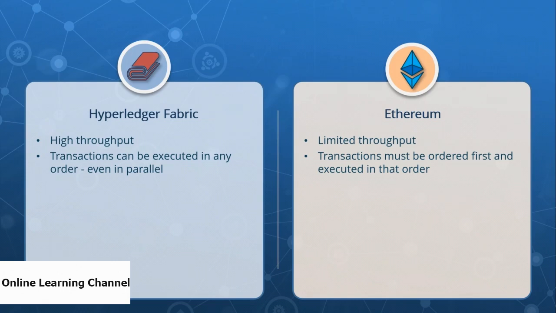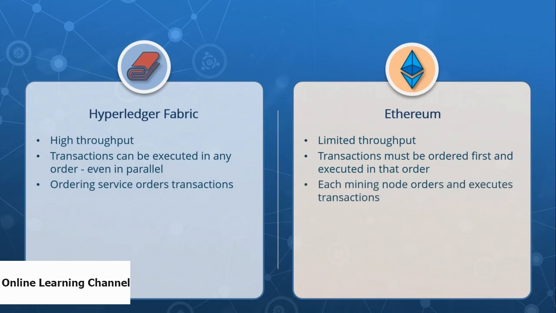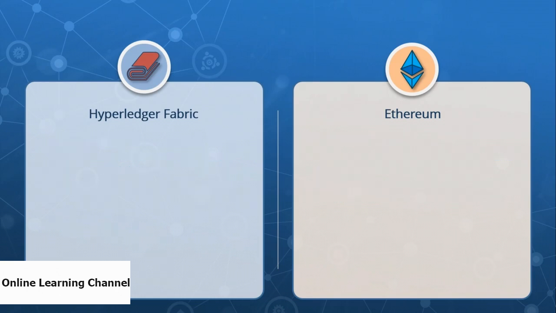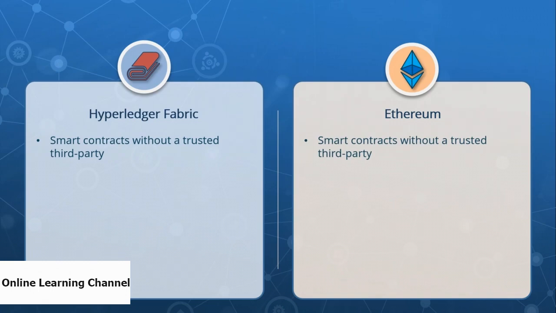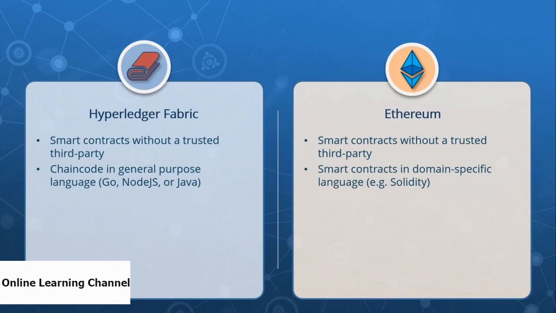Fabric also makes use of a separate ordering service in order to sort all of the transactions, whereas each of the mining nodes in the Ethereum network performs that transaction ordering before they execute those ordered transactions. In Hyperledger Fabric, you can have smart contracts which can do away with the requirement for a trusted third party in many interactions, and this is also the case with the Ethereum network. On Fabric, however, smart contracts can be coded in general purpose languages such as Golang or Node.js, whereas on Ethereum, this needs to be done in a domain-specific language called Solidity.